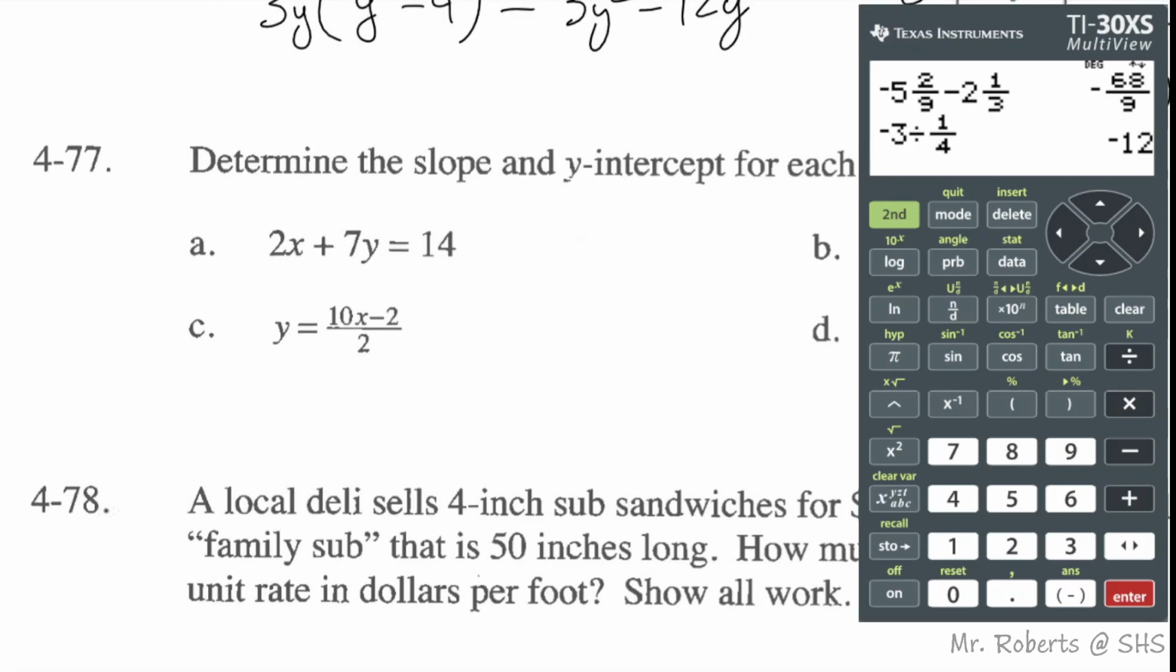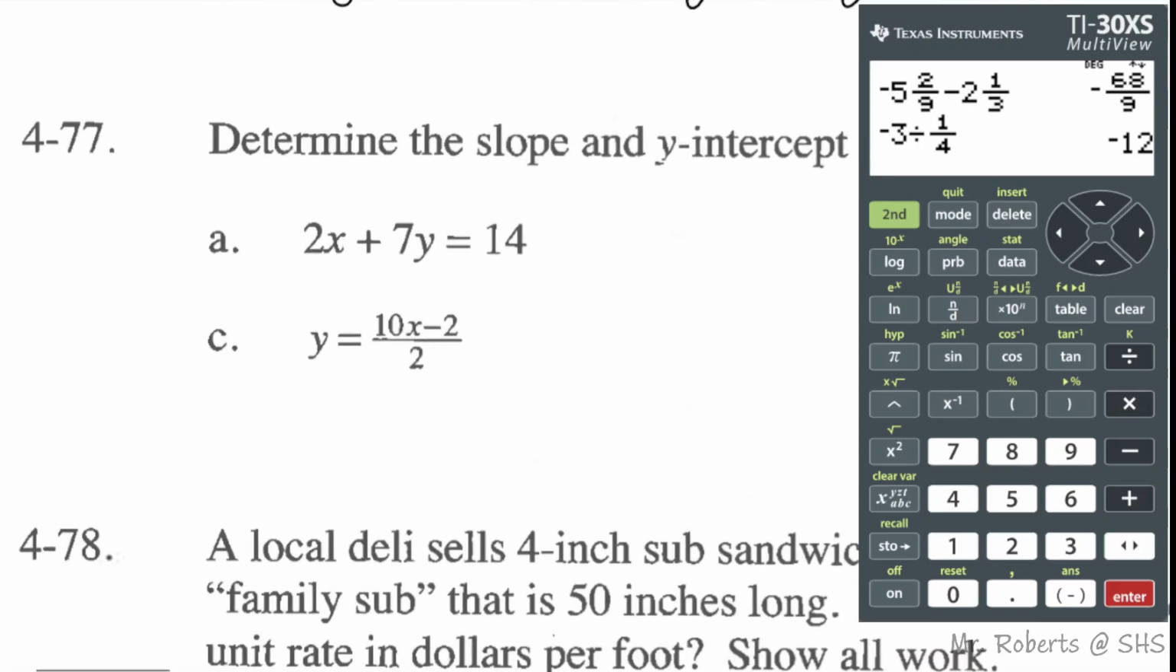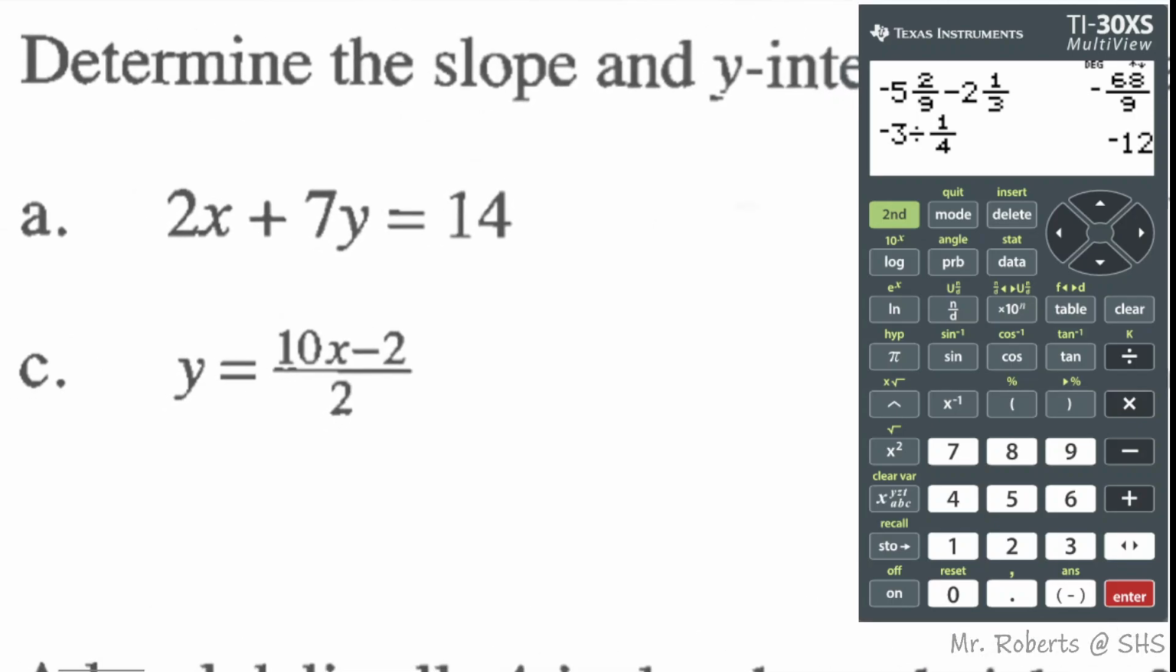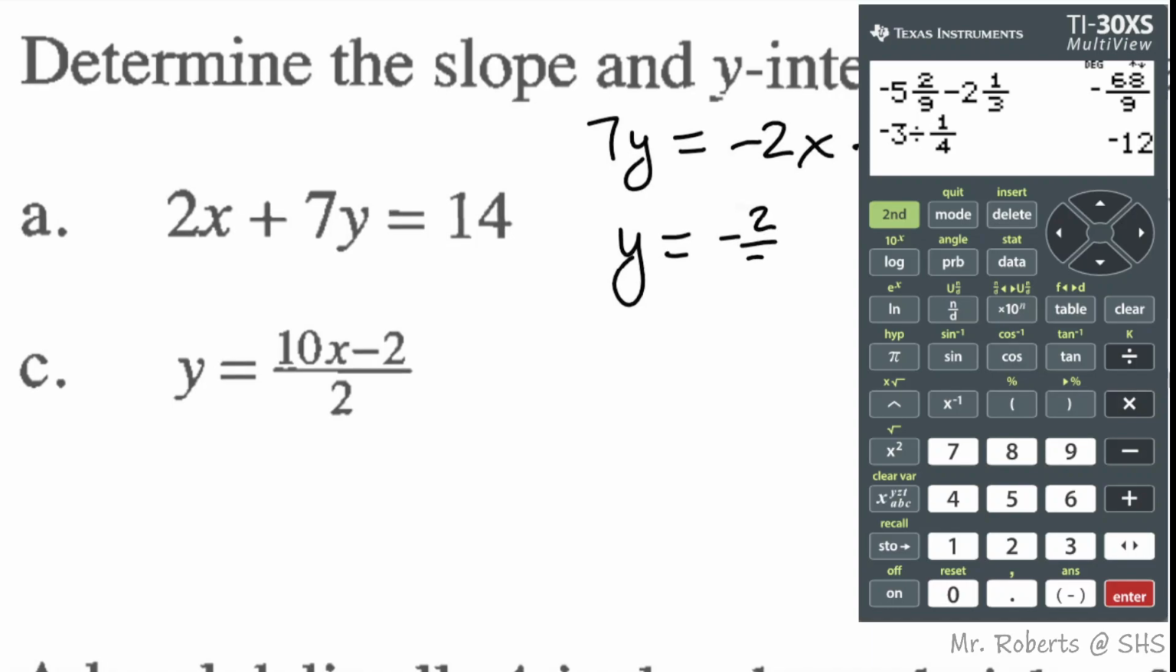It says determine the slope and y-intercept for each line. Okay, so this first one is not in slope-intercept form. So in order to get it in that form, I'm going to begin by taking away 2x from each side. So I'm going to write 7y equals, I'm taking away 2x, minus 2x plus 14. I can see that on both the left-hand side and the right-hand side, I subtracted 2x. Next, I'm dividing everything by 7. 7y divided by 7 is y. Negative 2x divided by 7 is negative 2/7 times x. And 14 divided by 7 is 2.